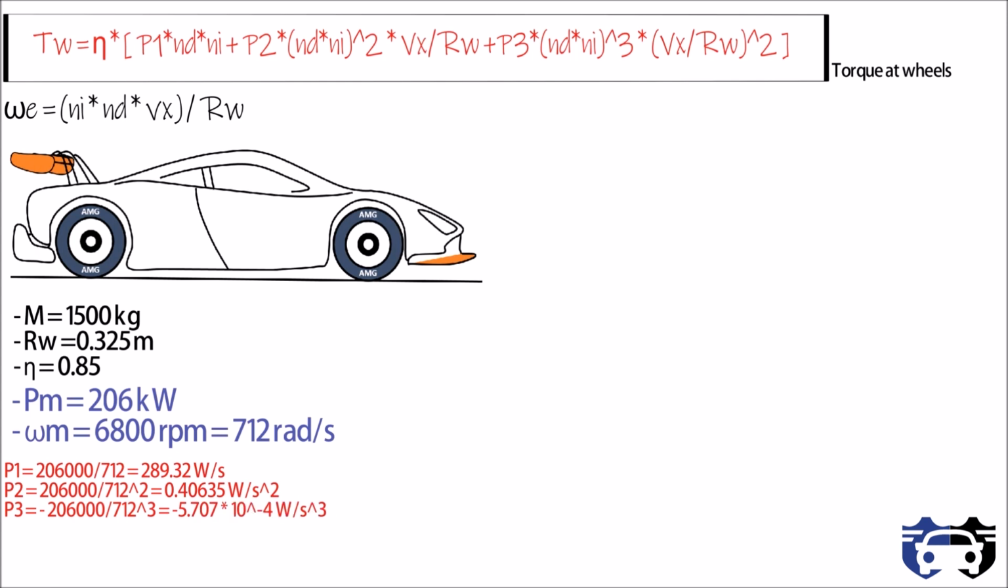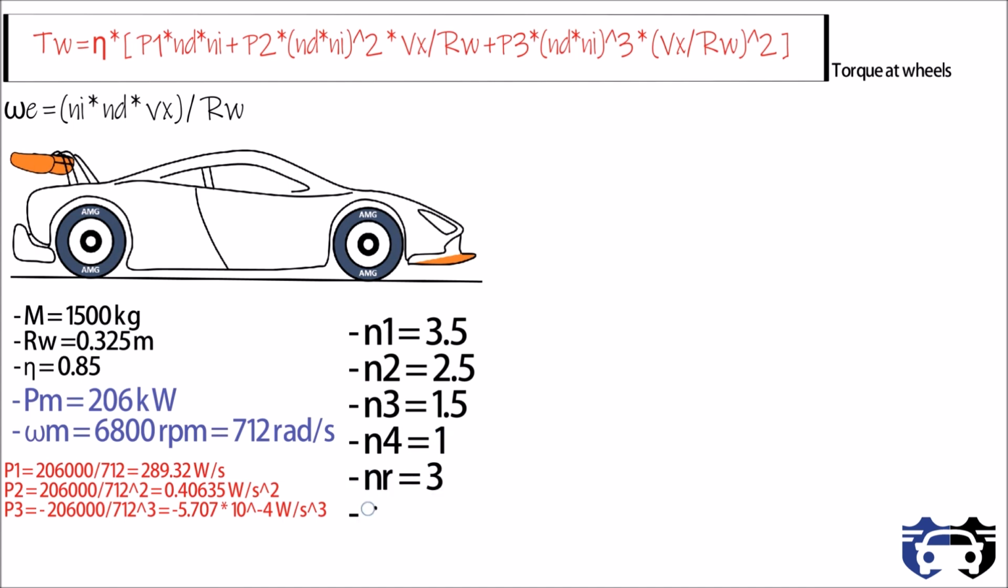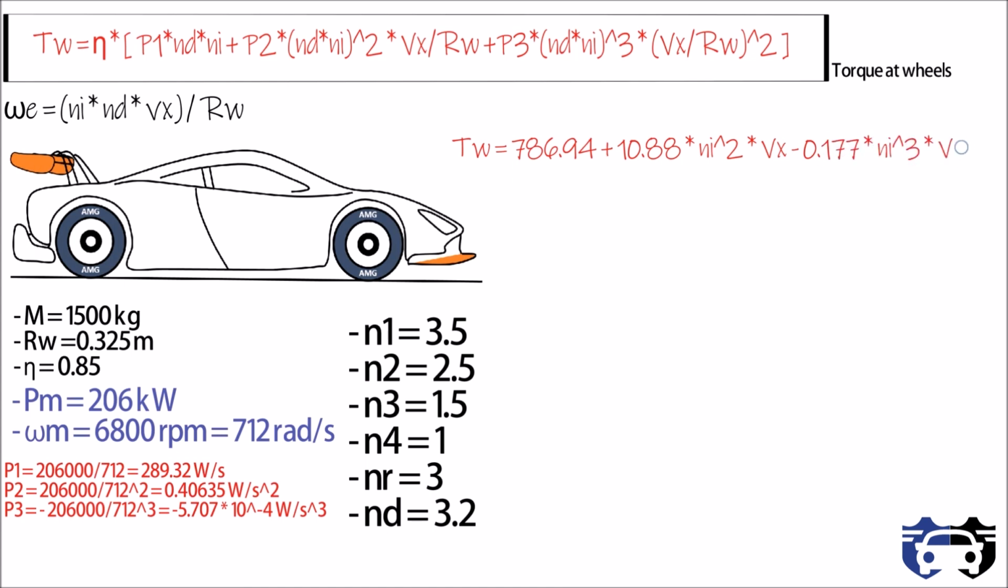The gearbox has gear ratios of N1 equals 3.5, N2 equals 2.5, N3 equals 1.5 and N4 equals 1. The reverse gear is Nr equals 3. The differential has a final drive ratio of Nd equal to 3.2. On putting all the values in the above equation, we get the torque at wheel in terms of ith gear and the forward velocity. Similarly, the angular speed of engine can be written as omega E equals 9.846 multiplied by Ni multiplied by Vx, where i equals 1, 2, 3 and 4.